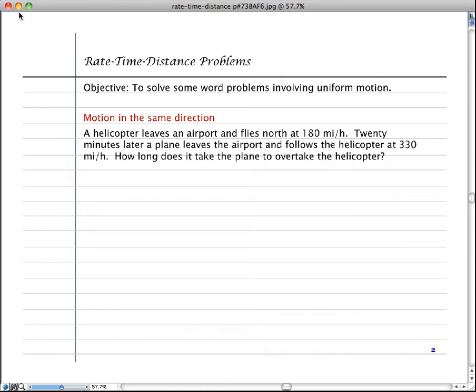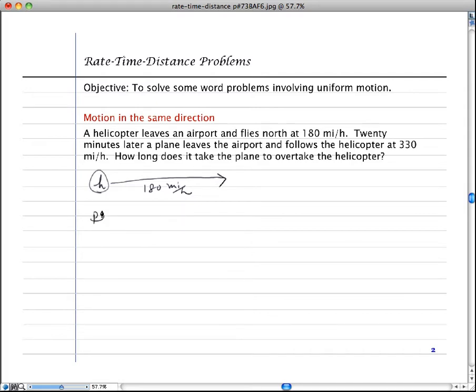The second problem says, a helicopter leaves an airport and flies north at 180 miles per hour, and 20 minutes later, a plane leaves the airport and follows the helicopter at 330 miles per hour. How long does it take the plane to overtake the helicopter? So the helicopter travels this way, and its rate is 180 miles per hour.